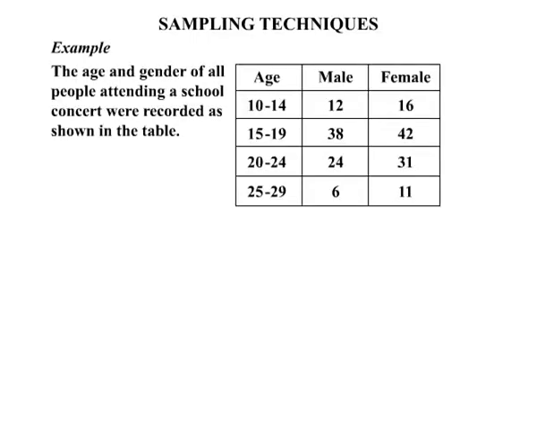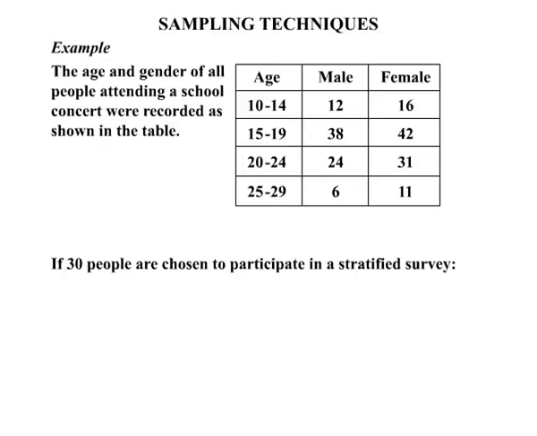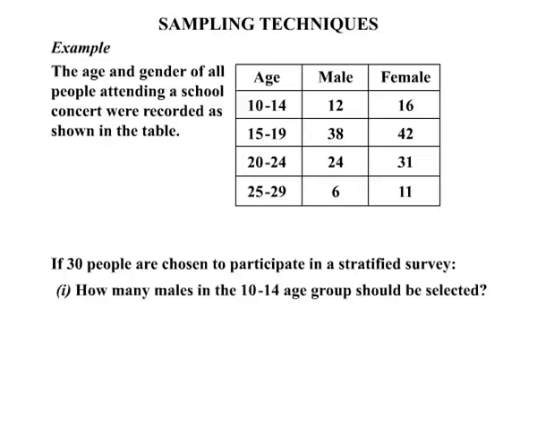Let's look at another example. The age and gender of all people attending a school concert were recorded as shown in the table. Now if 30 people are chosen to participate in a stratified survey, we need to find how many males in the 10 to 14 age group should be selected. So let's have a look at all the males there, count them up, come up with 80 males. Alright, now before we go any further we better fill out the whole table. Let's count up how many females. There was 100. So altogether there was 180 in total.